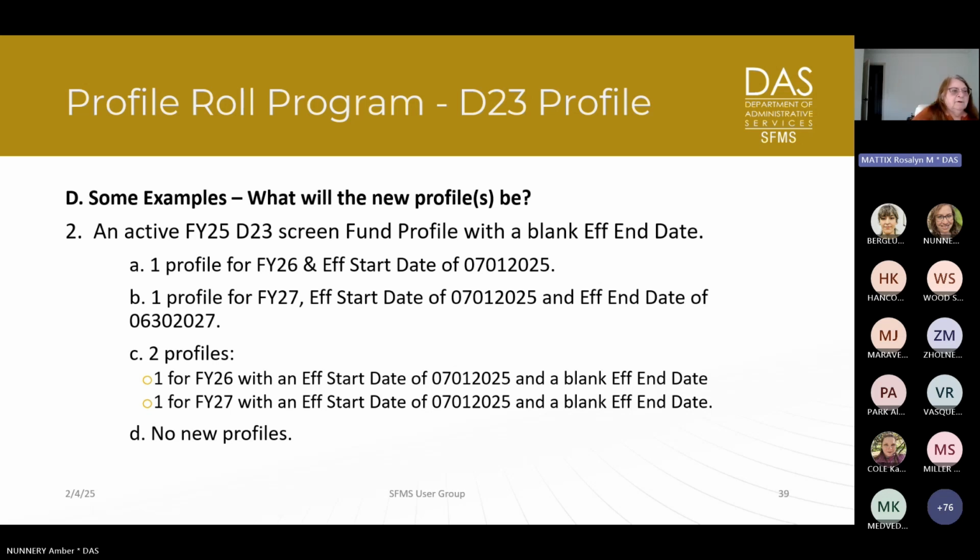So here's another example, an active FY25 D23 screen fund profile with a blank effective end date. Will it have one profile for FY26 with an effective start date of 7/1/2025? Would it have one profile for FY27 with an effective start date of 7/1/2025 with an end date of 6/30/2027? Will it have two profiles, one for FY26 and one for FY27, or will it have no new profiles? Next slide, please.